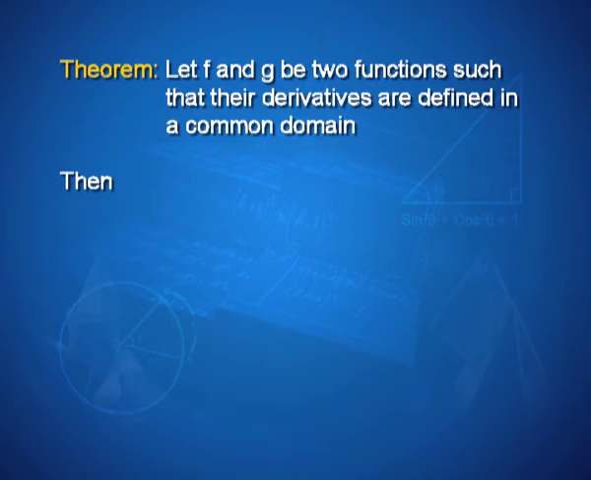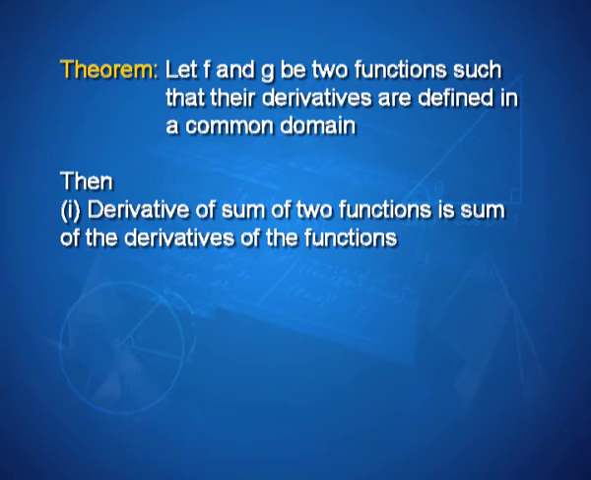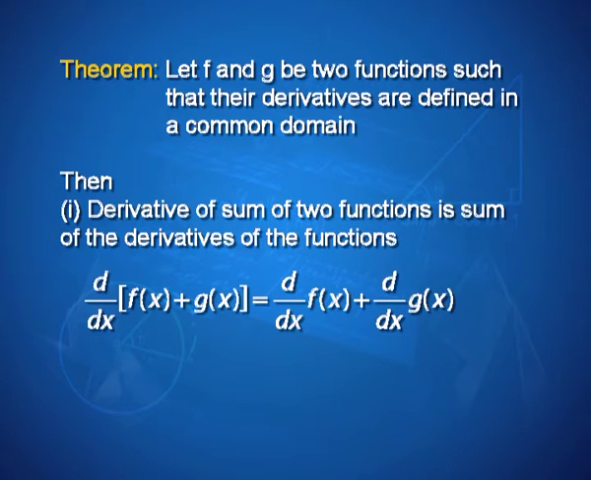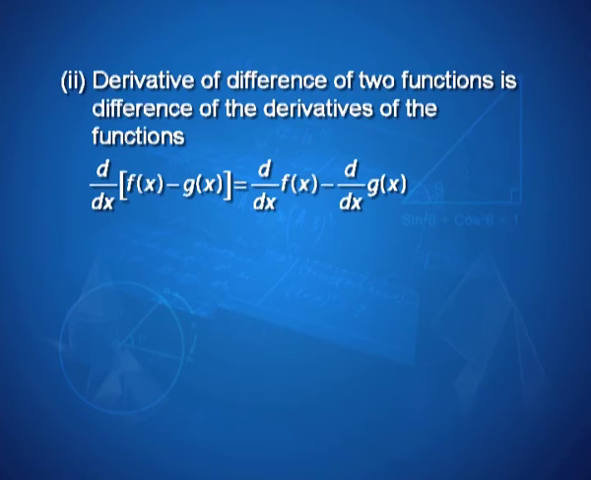Then we have derivative of sum of two functions is sum of the derivatives of the functions, that is d by dx of (f of x plus g of x) is equal to d by dx of f of x plus d by dx of g of x. Next, derivative of difference of two functions is difference of their derivatives, that is d by dx of (f of x minus g of x) is equal to d by dx of f of x minus d by dx of g of x.